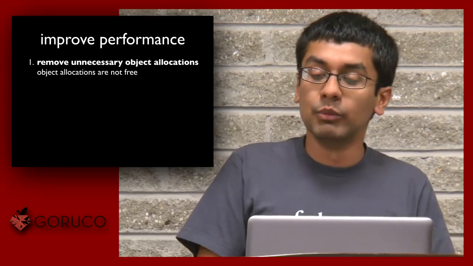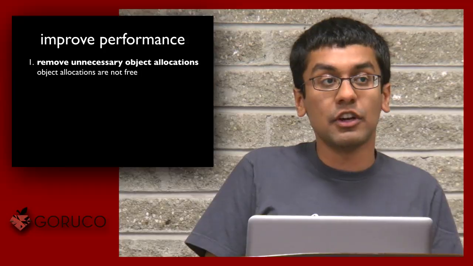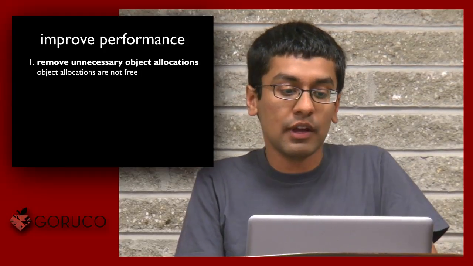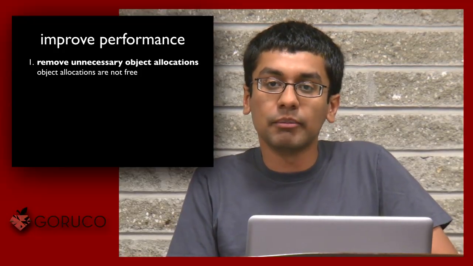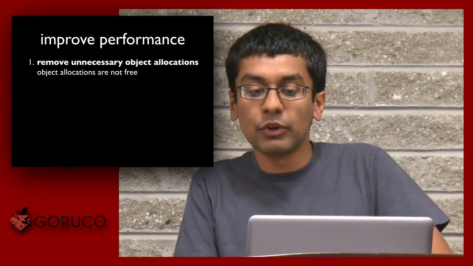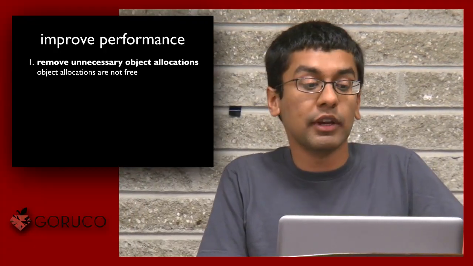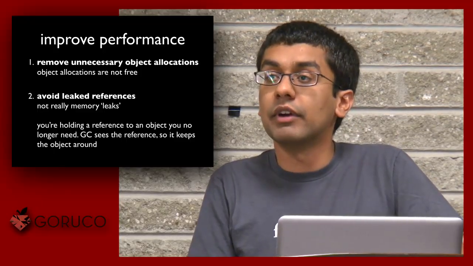One is remove unnecessary object allocations. Object allocations are not free. Nothing is really free when it comes to computers. Everything is sort of a trade-off. It's important not to take this too far, but you can definitely profile your applications and find hotspots where you're allocating a lot of objects and you might not even know. The big thing is to avoid leaked references.